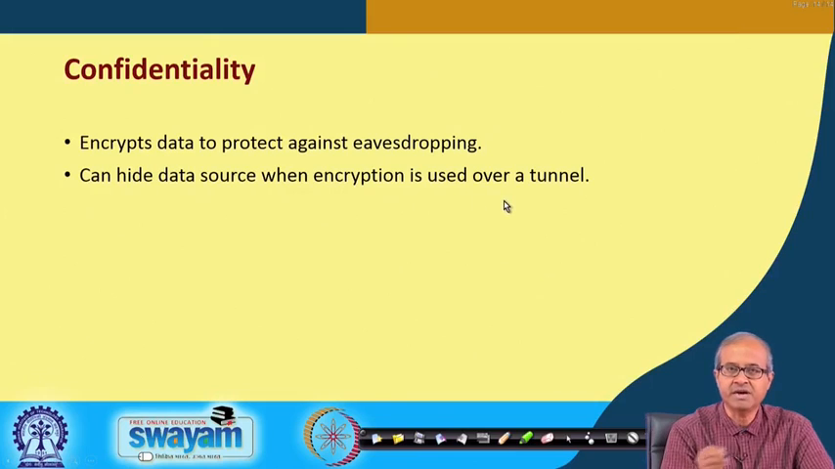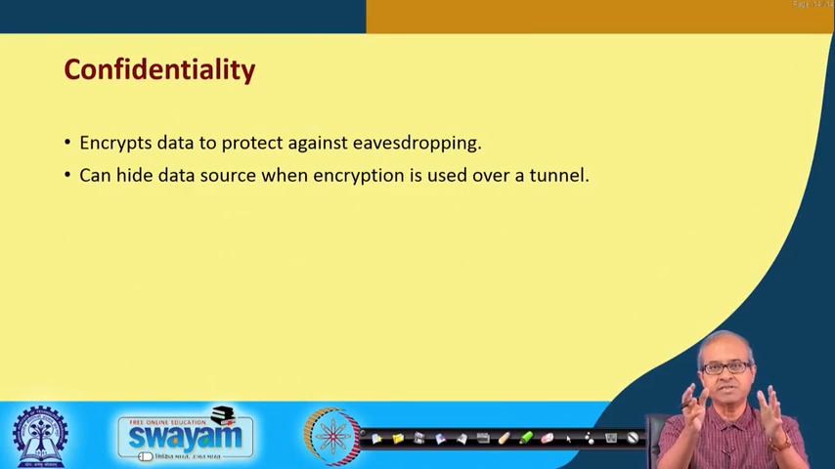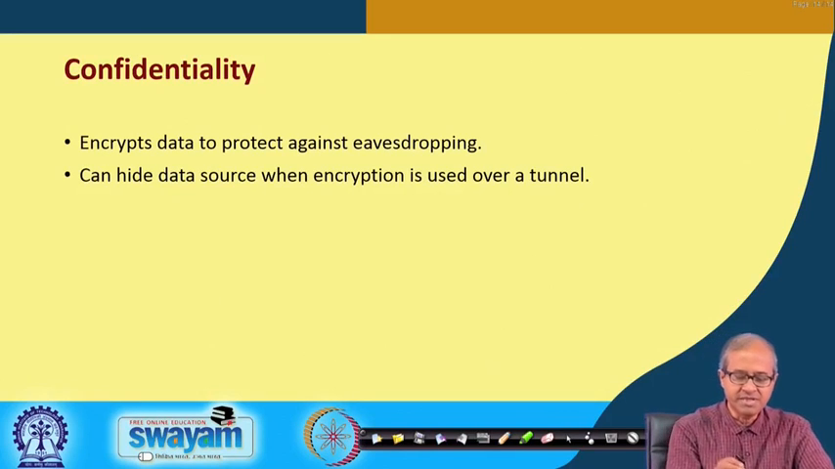Now, there is another requirement for this confidentiality. I have talked about the confidentiality of data. There can be another thing: an intruder who is eavesdropping on a packet should not be allowed to know where the packet is coming from. So, the data source, that means the source IP address for example, can also be encrypted in some way, so that it is not directly visible to the person who is eavesdropping.